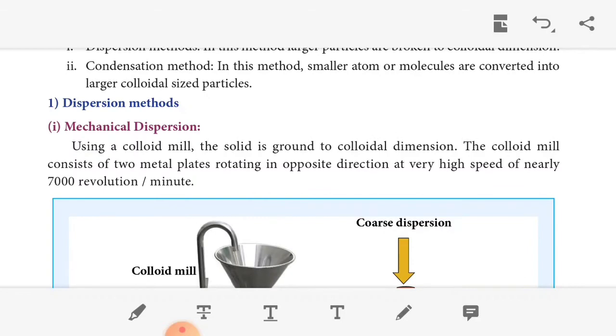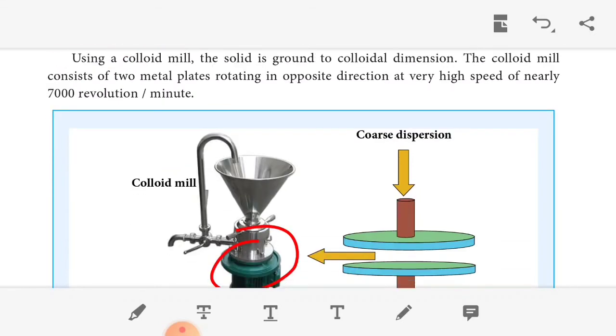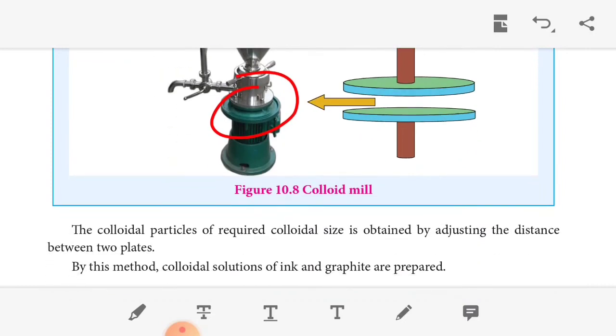The dispersion method can be carried out in various ways. The first one is mechanical dispersion, the second one is electrodispersion, the third one is ultrasonic dispersion, and the fourth one is peptization. It may be asked as a 5 marks question: explain the dispersion method, and then you can write all the methods. Otherwise, it may ask you to explain mechanical dispersion, electrodispersion or ultrasonic dispersion, and you can write only whatever is asked.